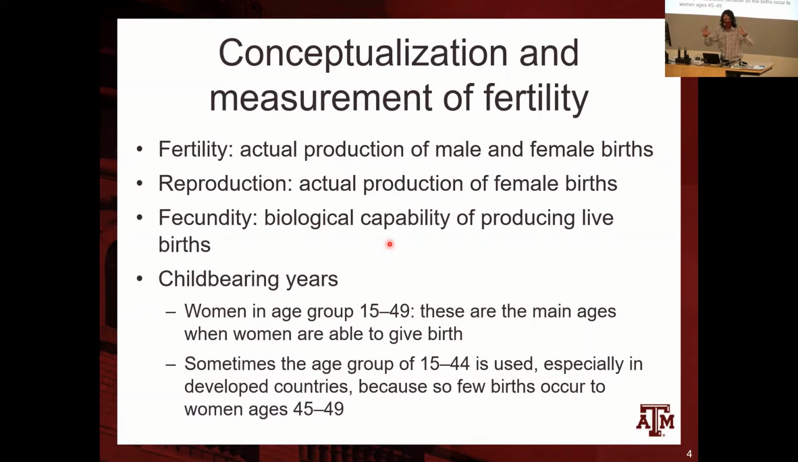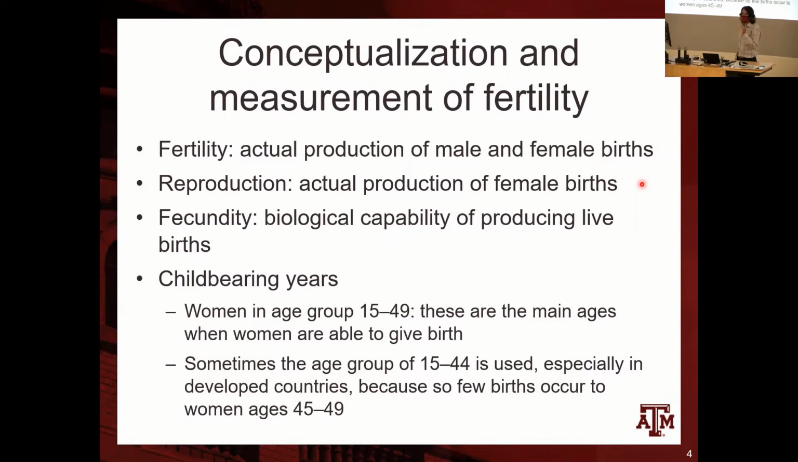Whenever we are talking about these demographic concepts, it's important to explain what exactly they mean, their concepts, so we know exactly how to measure them. Fertility is the actual production of male and female births. So whenever you hear the word fertility, you are trying to measure how many boys and girls were born in a specific country. We are counting both male and female births.